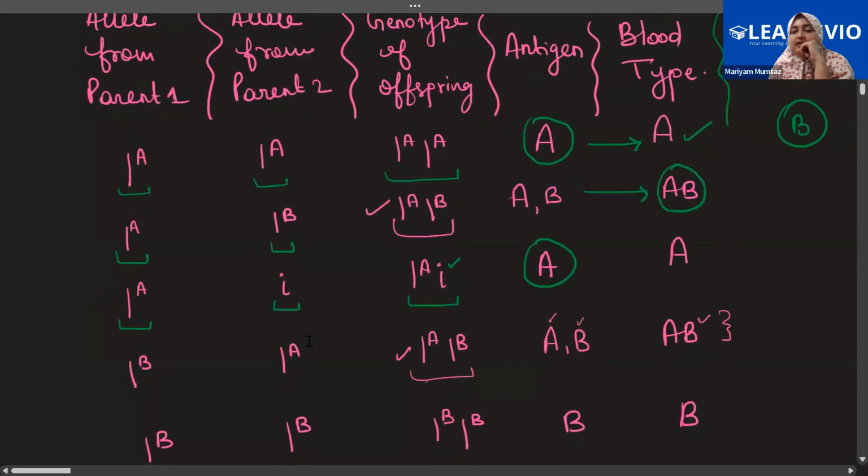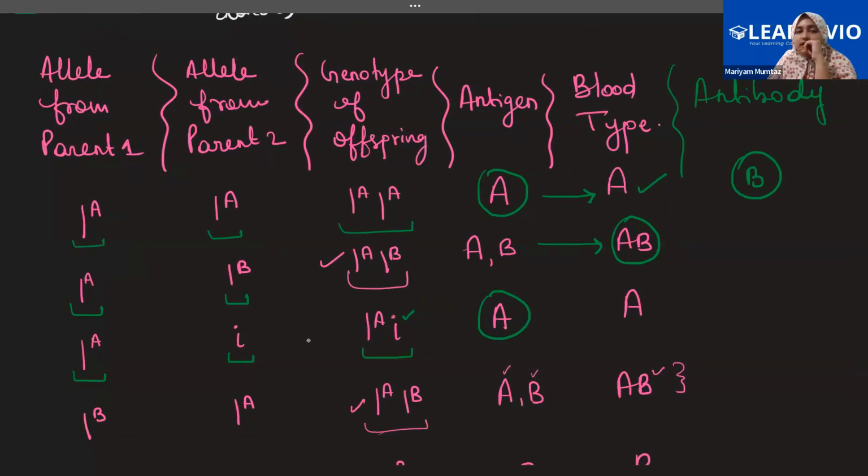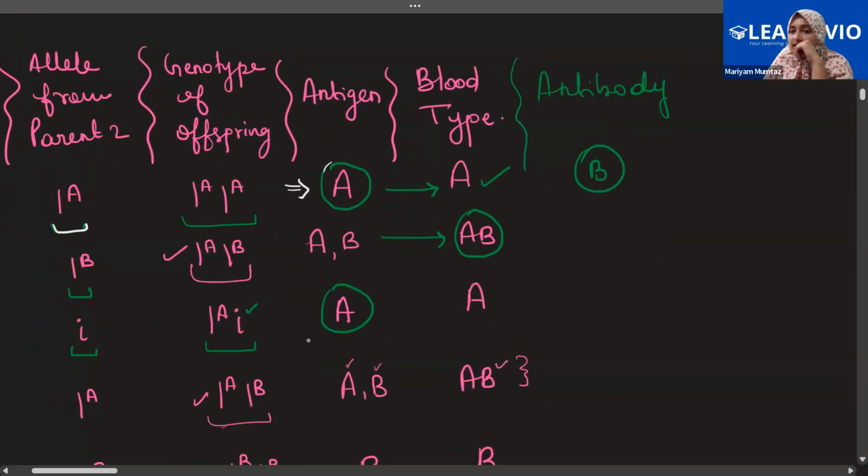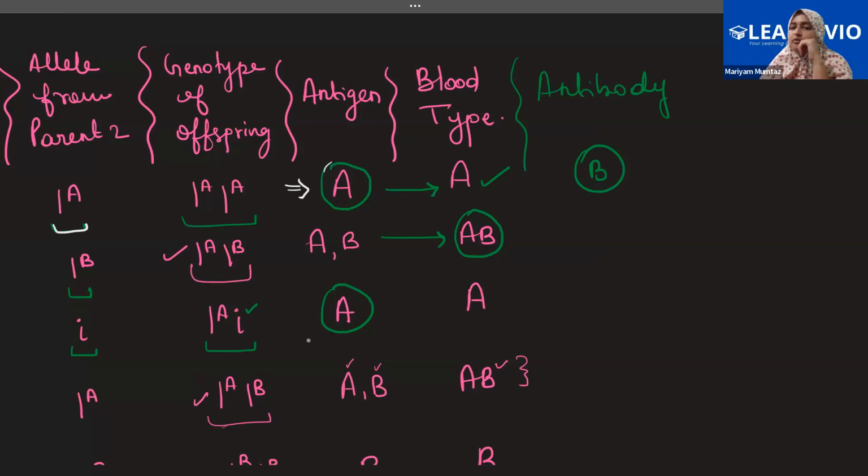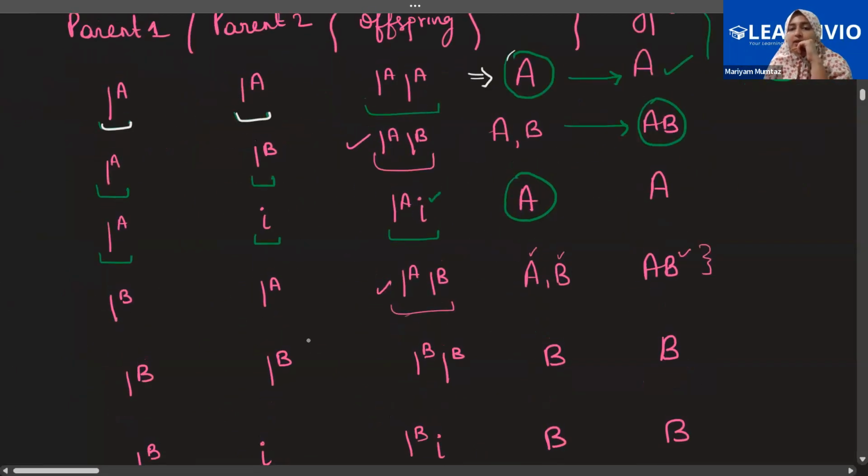Now, this is the chart that looks confusing, but it is not. See this. As I told you, out of the blood groups, one will be contributed by one parent and another will be contributed by another parent. Now, if we are talking about the blood group A, IA from one parent and IA from another parent will give us IAIA, which is the homozygous dominant condition. The antigen present will be A antigen, and the blood type is A blood group, right? And the antibody will be present against B, because A will not form antibodies against itself. It will form against the foreign thing. So B. Then goes for the B blood group or AB blood group.